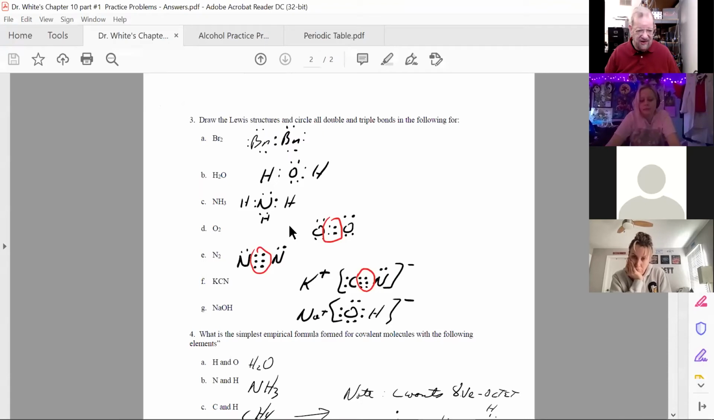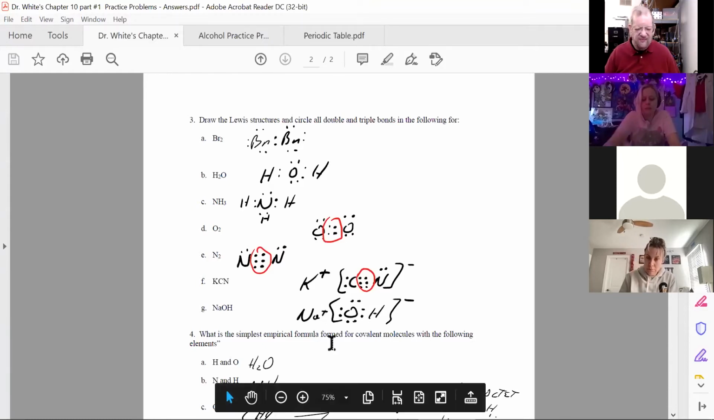Now, next question is draw the Lewis structure for the following and circle all double and triple bonds. Well, how do you do that? Lewis structure, you use valence electrons. You should know valence electrons are the outermost electrons of an atom. They're the most important because those are the ones always involved in a chemical bond, which is the coolest part of chemistry, making chemical bonds, meaning making new stuff.